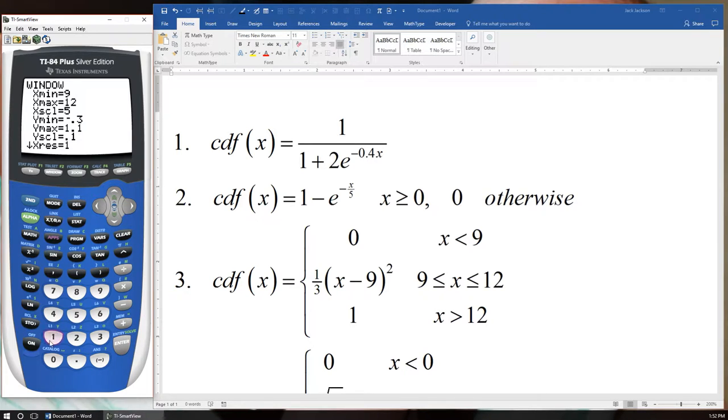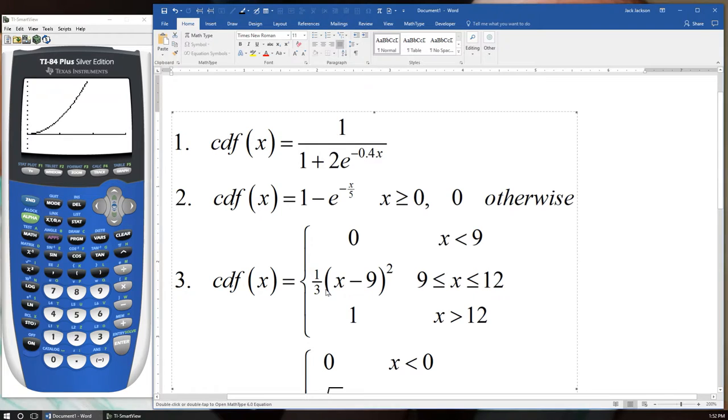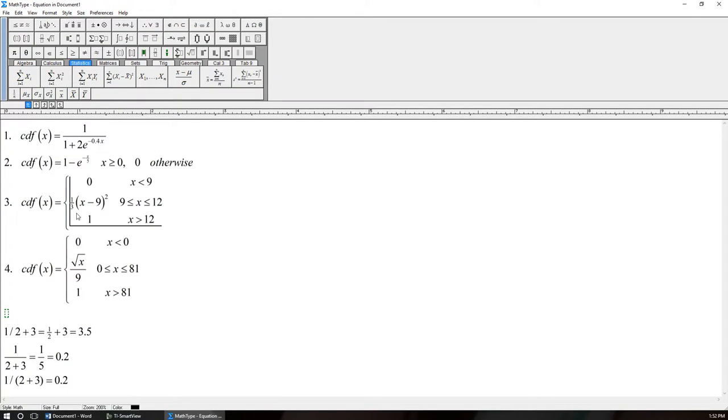If I'm going to do that, maybe I'll mark the x-axis every 1. Here I'm using negative 0.3 to 1.1. That's a good window to use all the time, or negative 0.2 to 1.1 works pretty well. And this should go from 0 up to 1. No, it doesn't. That's not a good formula. So that tells me that's not a legitimate CDF. I need to fix it.